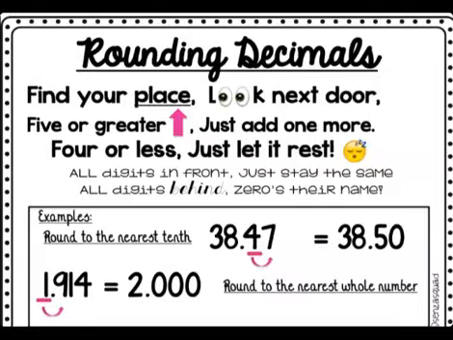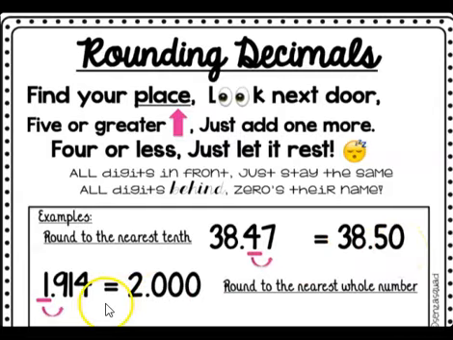For these examples, let's say I wanted to round 38.47 to the nearest 10th. So I'm going to find my place. My place is at this 4. I look next door and I have a 7. Since it's 5 or greater, I'm going to add one more, and this gives me 38.50. Notice 38, the digits in front stay the same, the digit behind is 0.